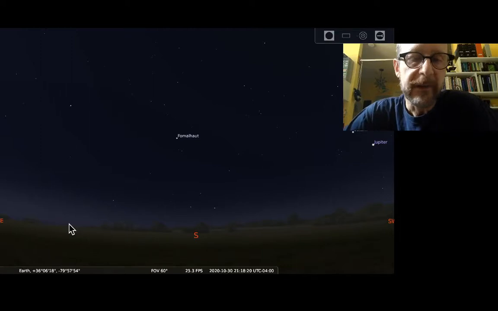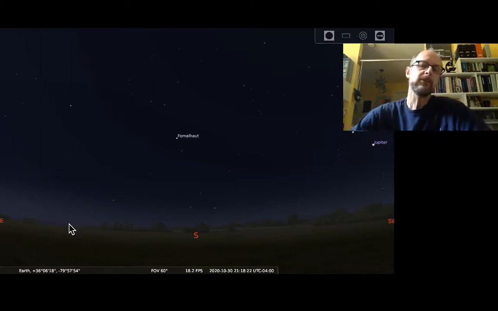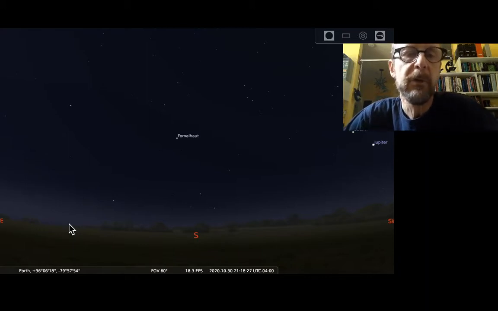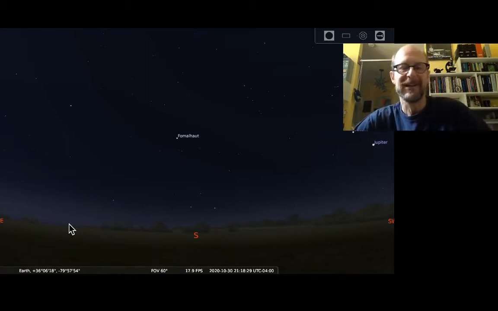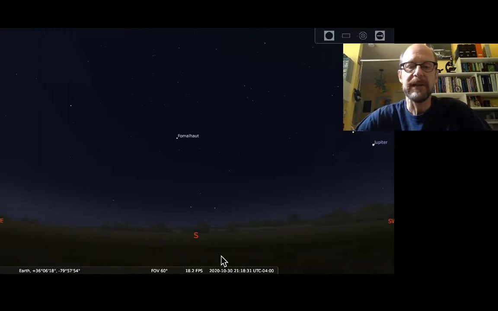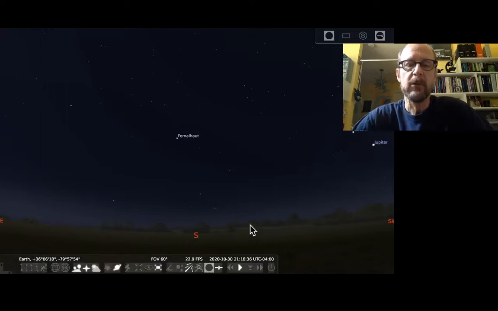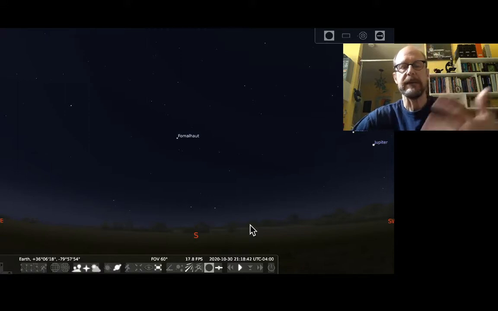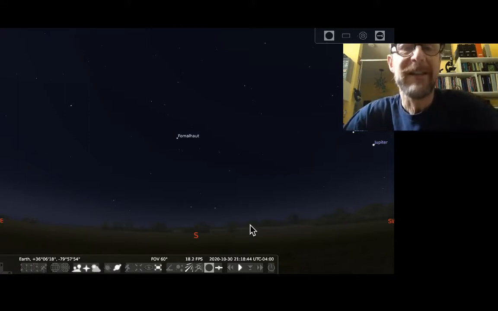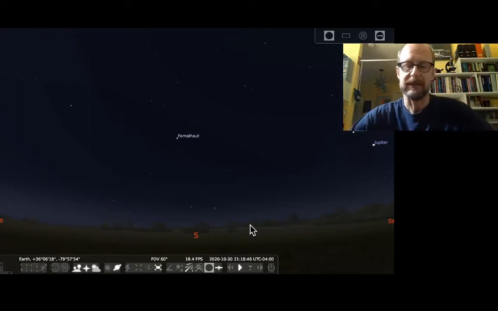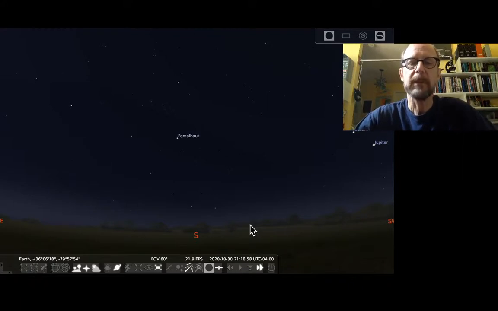We are in Stellarium in a simulated field in North Carolina facing south with a beautiful, clear, simulated sky in front of us. You can see down here that it's about 9 p.m. or so on the evening of October 30th, and time is advancing at the regular rate of 1 second into the future every second. But I'm going to speed that up a little bit and a little bit more.